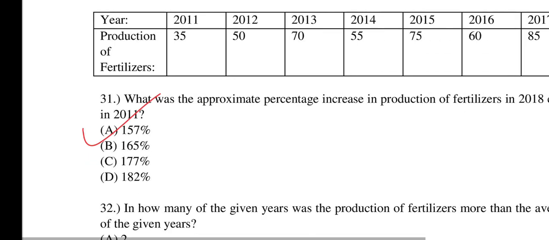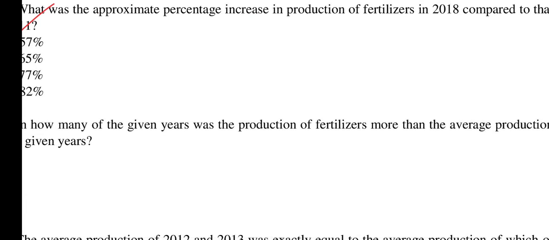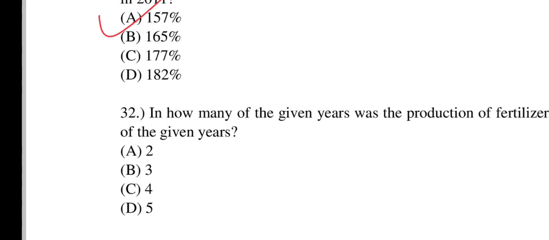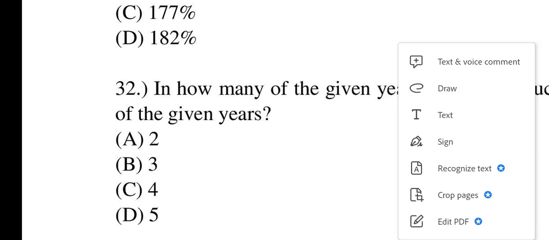31 is done. 32 is saying, in how many of the given years was the production of fertilizers more than the average production of the given years? 2, 3, 4, 5. A, B, C, D. 32, number C will be correct. 4.